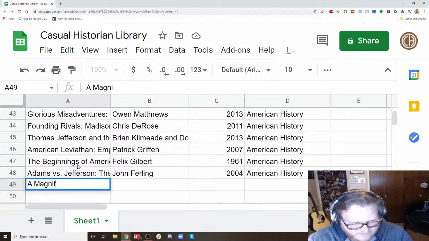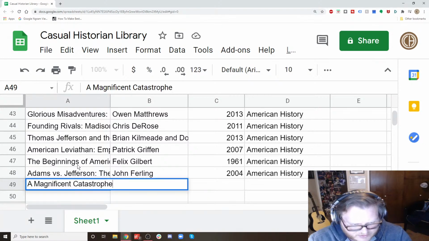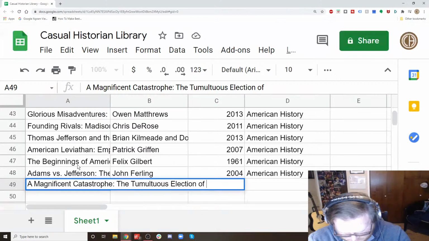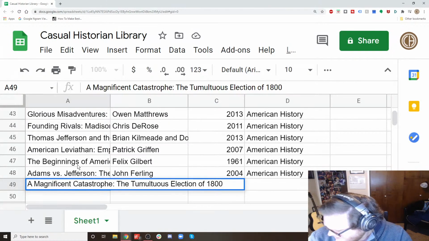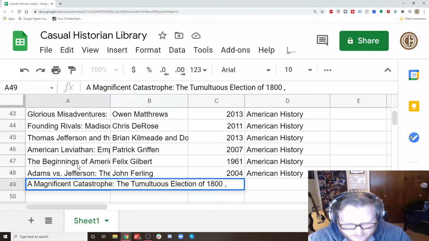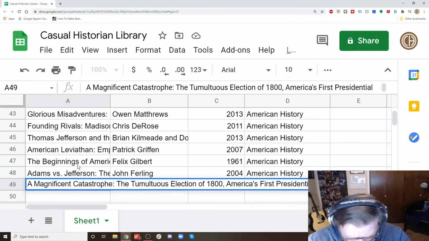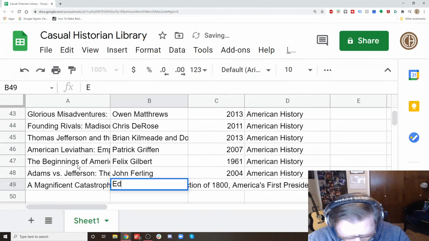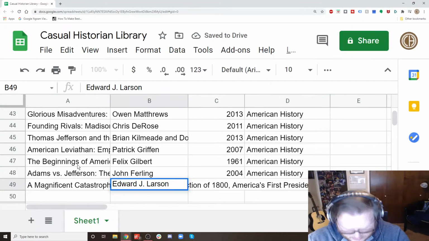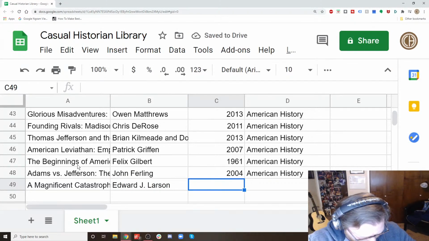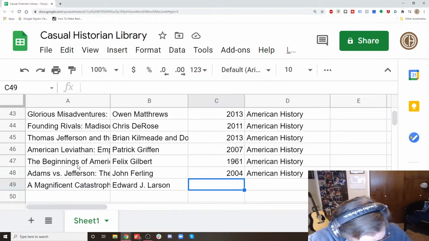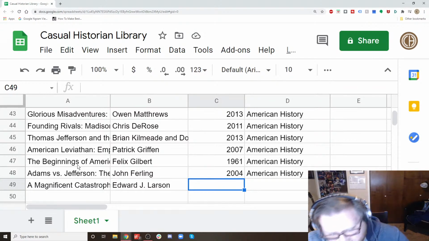A Magnificent Catastrophe: The Tumultuous Election of 1800, America's First Presidential Campaign, by Edward J. Larson. (2007).